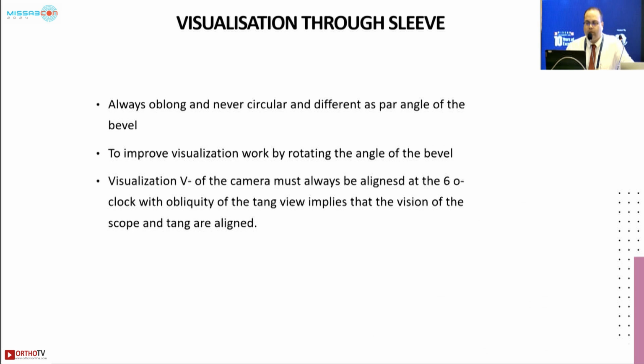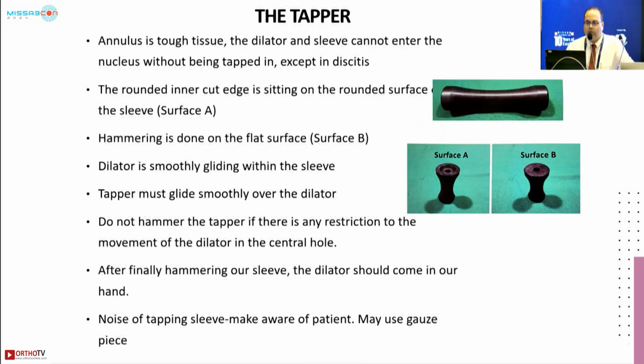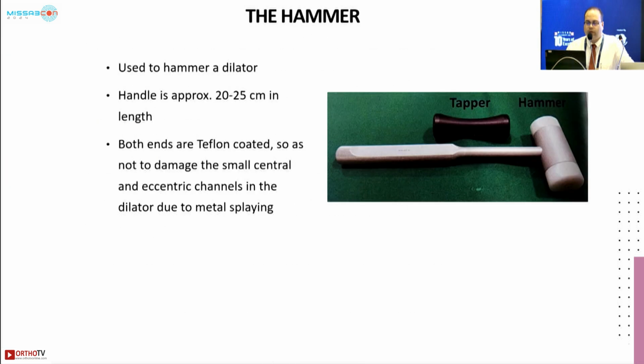And then we put in the scope and visualize with the V of the camera at the 6 o'clock position, and this is the final position of the dilator and the cannula. Of course we use the tapper and the hammer.